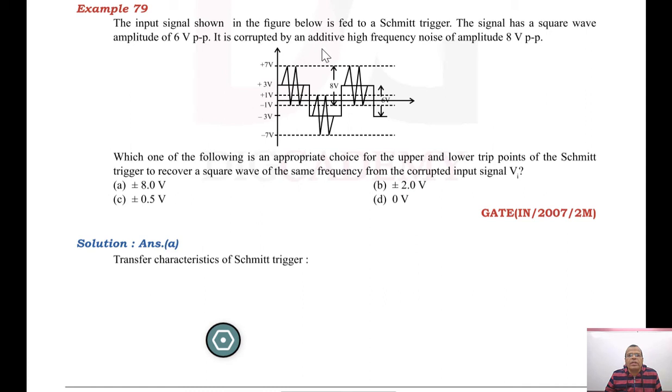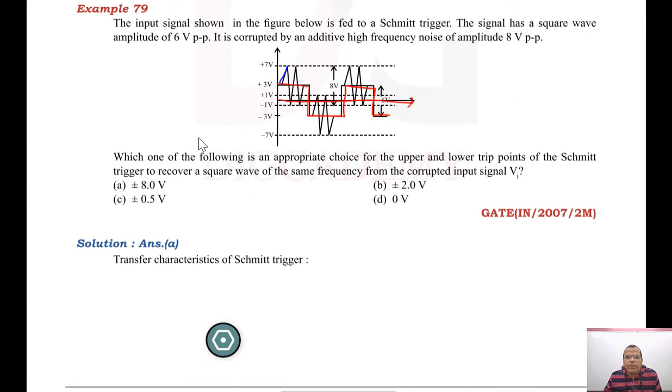It is corrupted by additive high frequency noise of amplitude 8 volt peak to peak. So you please see it carefully. I will draw the circuit here, waveform here. This is basically the time reference. This is the square wave which is given at the input of the Schmitt trigger, right? Now this waveform is basically corrupted by this signal.